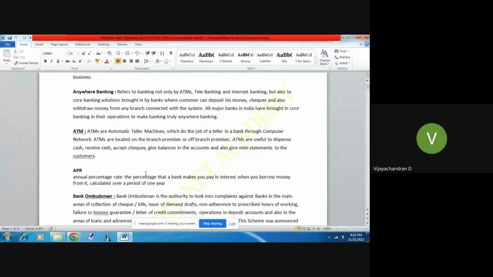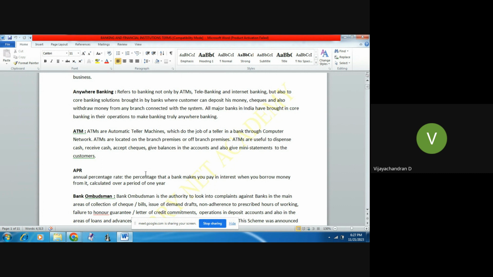Then ATM, automatic teller machine, which performs the task of banking through a computer network. As you know, nothing difficult to understand. It is useful for withdrawing money. Also, you can deposit money and checks, and it will show your transactions and your account balance. Also, we can get a mini statement.